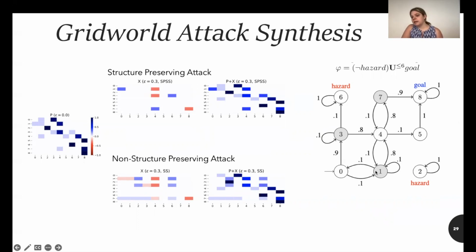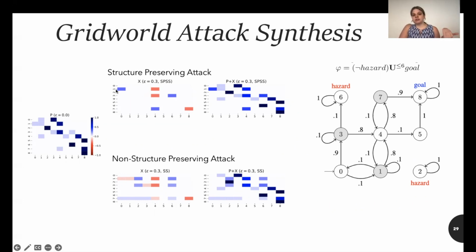And for an attacker who has access to states 1, 3, and 7 and is able to modify any transition coming out of those states, we see that in a structure preserving case, they are very restricted in what they're able to do. So for example, in state 1, which we see across here, this is the perturbation matrix, and this is the original probability transition matrix.